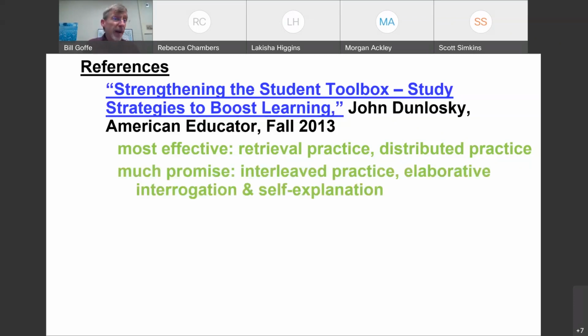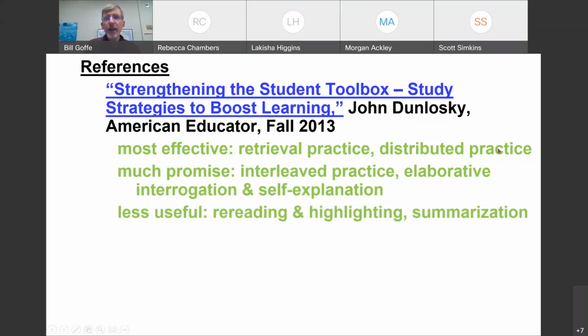Other methods are very effective with a lot of promise. Interleaving is mixing up your problem types. Don't do all price elasticities, then income elasticities. Don't do all supply shifts, demand shifts. You want to mix them up, so you have to think about what type of problem you're doing next. Elaborate, explain to yourself, and self-explanations. What is not effective is rereading, highlighting, and summarizing. Huge amount of evidence on this.